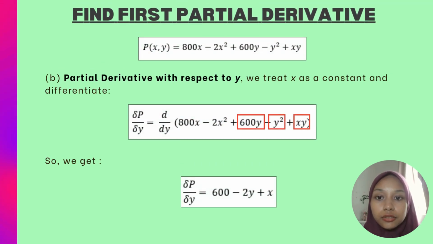Now we continue with the first partial derivative with respect to y. So we treat x as a constant and differentiate. As you can see, I have put a red box on the numbers, and after differentiating, we will get 600 minus 2y plus x.